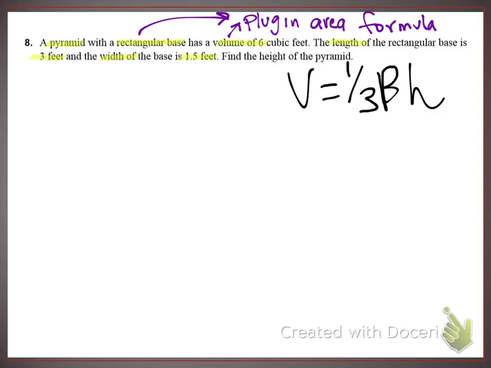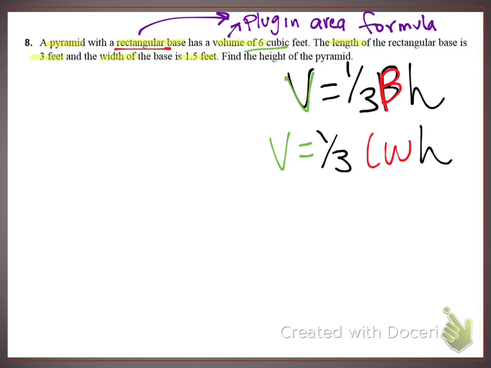All right, so whenever you see these types of questions where they gave us the volume is 6, we are going to plug in the area formula for this base. So what is the area formula for a rectangular base? Length times width. So we're going to do volume equals 1/3. Instead of writing the B for area of the base, we're going to write the length and the width, and then I just drop down the height.